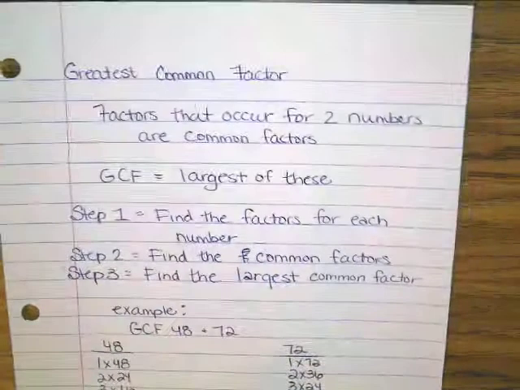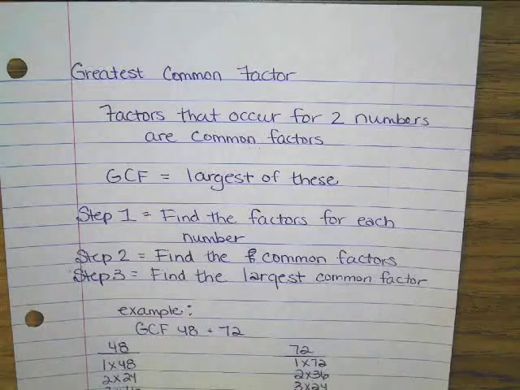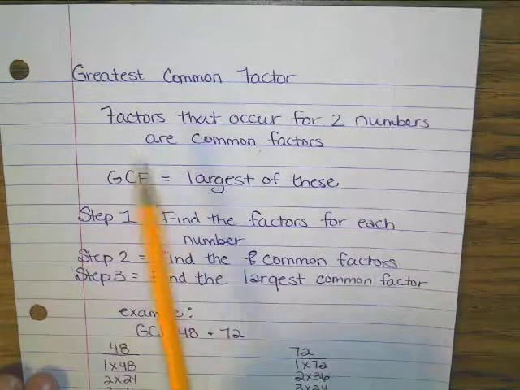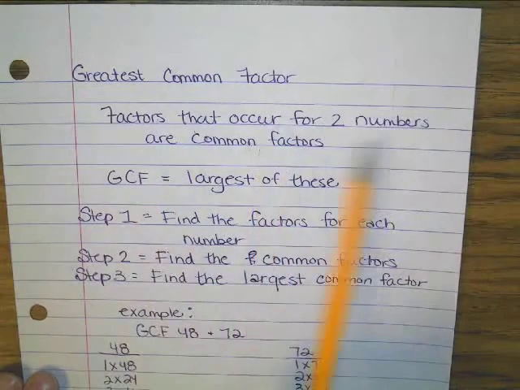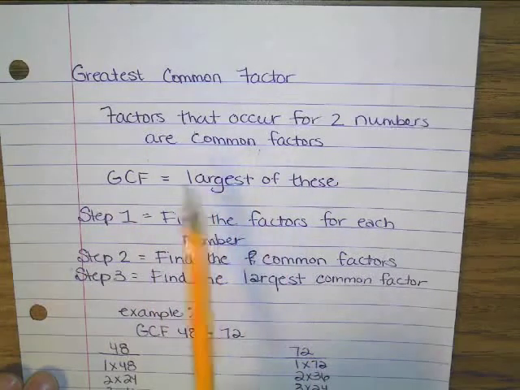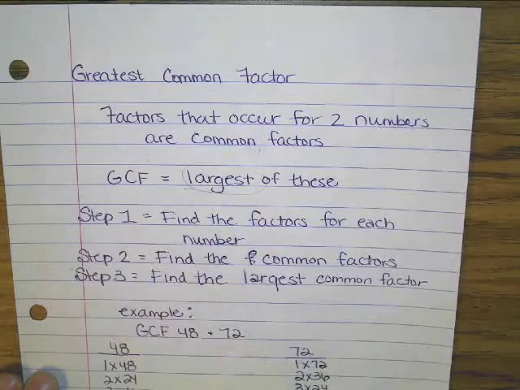All right, now we're going to look at greatest common factor. So do you use factoring or multiples? We use factoring, right? We know we want to find our factors. So what we're looking for is factors that occur for two numbers that are common. And when we talk greatest, we want the largest number. All right, so the first step is to find the factors of each.